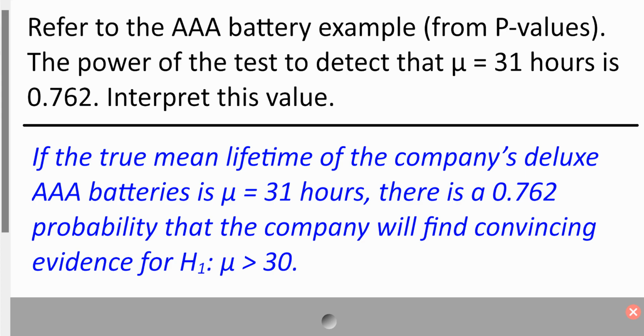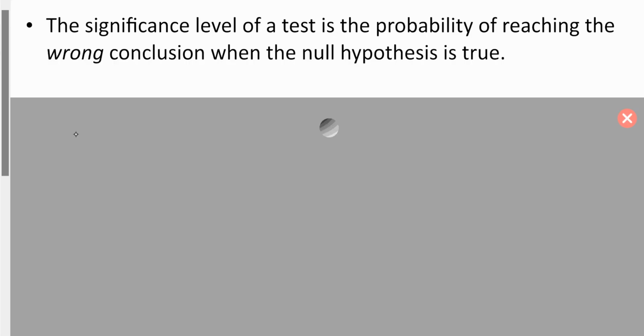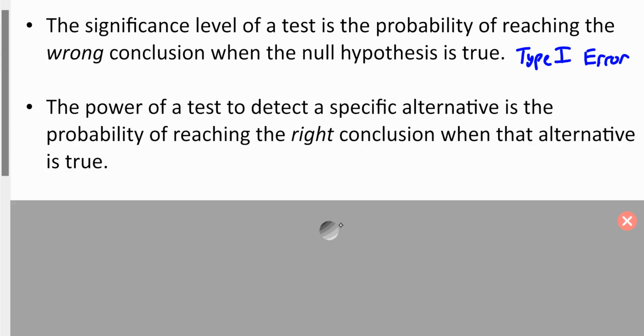Now I want to talk about some key parts with power. The significance level of the test is the probability of reaching a wrong conclusion, ultimately the probability of rejecting the null when the null hypothesis is true. That is a type 1 error. Okay, talked about that last time. The power of a test to detect a specific alternative is the probability of reaching the correct conclusion when the alternative is true. So correctly. So type 1 error is incorrectly rejecting.